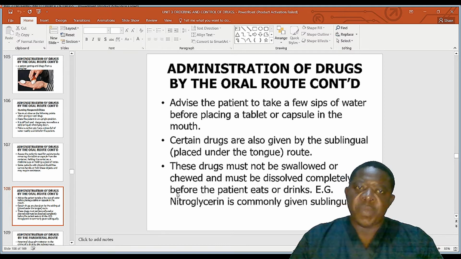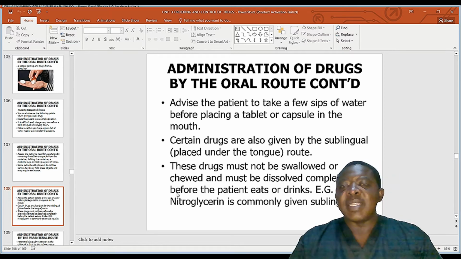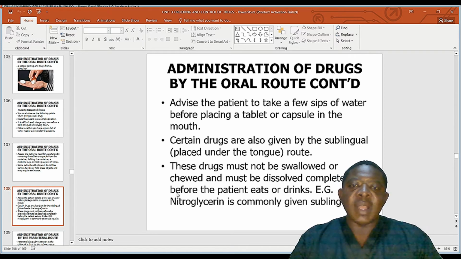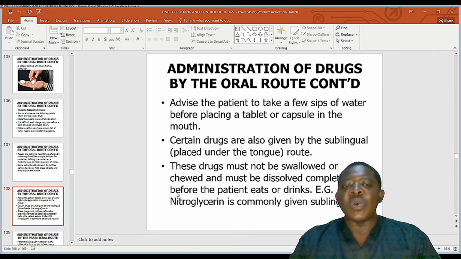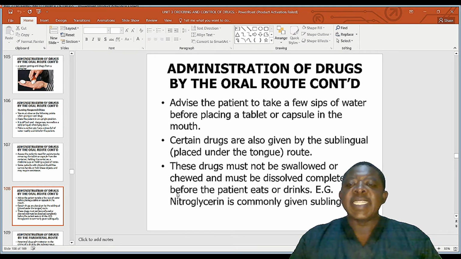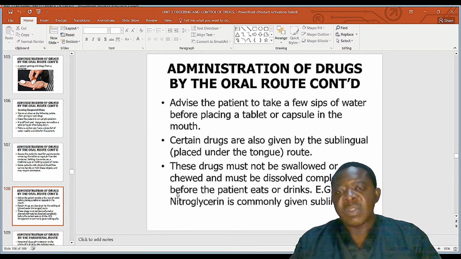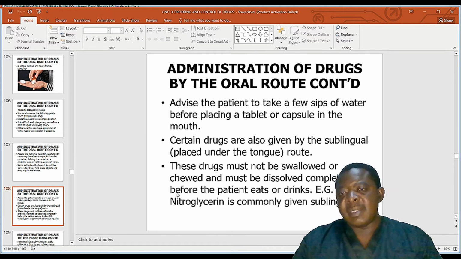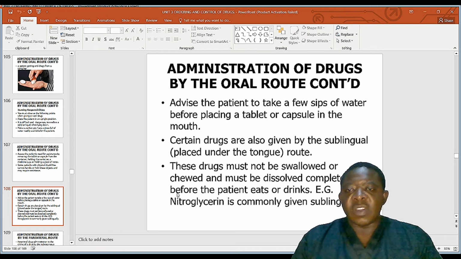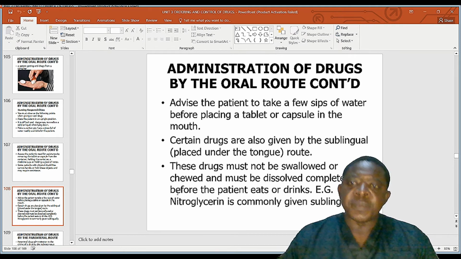in the mouth. Certain drugs are also given by the sublingual route, that is placed under the tongue. These drugs must not be swallowed or chewed and must be dissolved completely before the patient eats or drinks. Those that are administered under the tongue, so nitroglycerin is commonly given as sublingual.